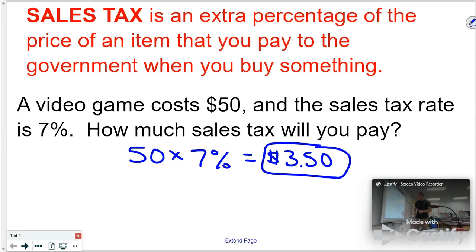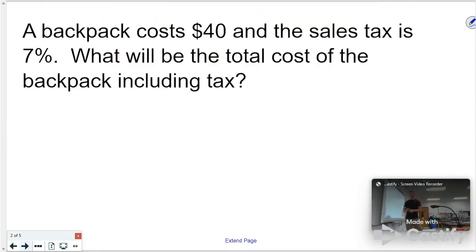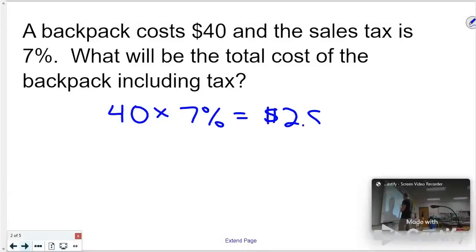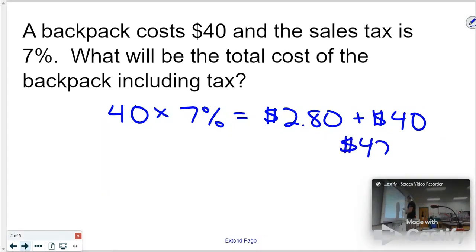Now, if we had a problem and they wanted to know how much total you would end up paying, we're going to do it a little differently. So if a backpack costs $40 and the sales tax is 7%, what will be the total cost of the backpack, including the tax? Well, we have two different ways we could solve it. We could find how much the tax would be first, which is going to be $40 times 7%, or $2.80. And then you could add the cost of the backpack to that $2.80. So $2.80 plus the $40 backpack would be $42.80.